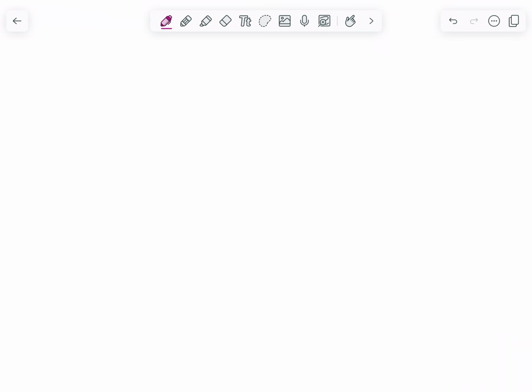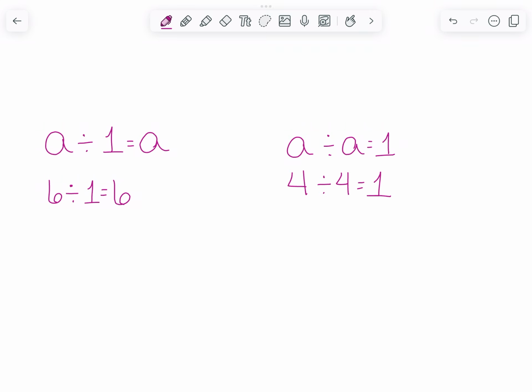There are some divisions that are special. The first, if I divide any number by 1, I get that same number, or a divided by 1 is equal to a. For a more concrete example, 6 divided by 1 is equal to 6. Along that same line, dividing a number by itself will give you 1. In other words, a divided by a is equal to 1. As a more concrete example, 4 divided by 4 is equal to 1.